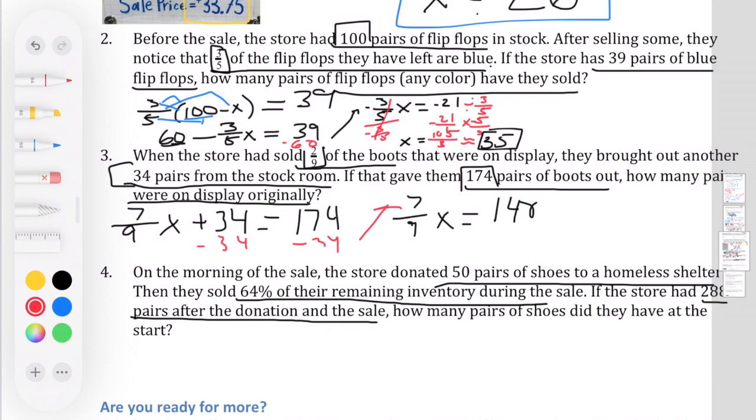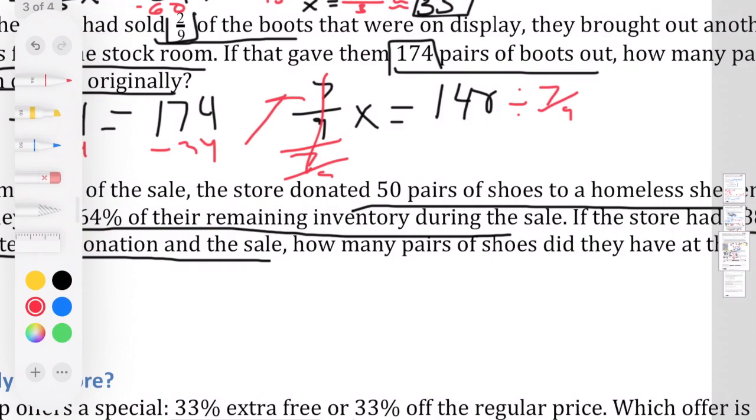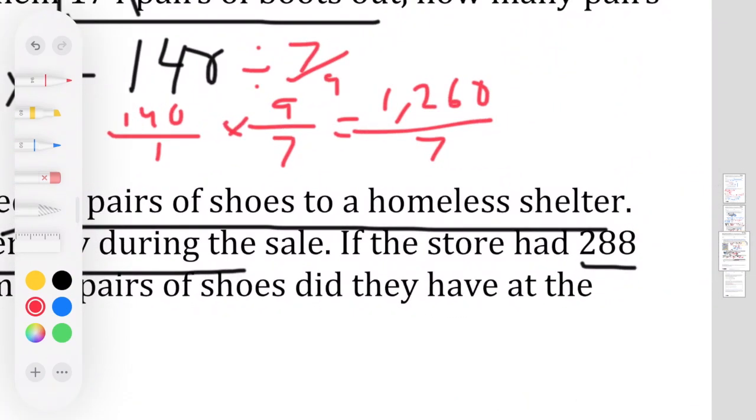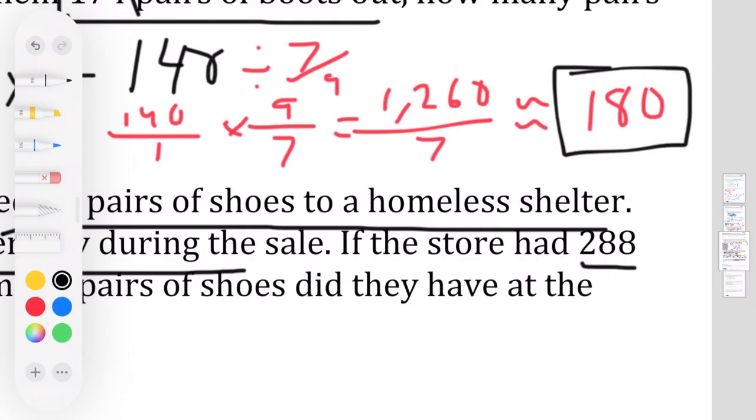And when I divide both sides by 7/9, I'm going to have to set it up with a keep, change, flip. So we're going to have 140 over 1 times 9 over 7. 140 times 9 is equal to 1,260. And then 7 times 1 is equal to 7. And 1,260 divided by 7 reduces down to 180. So our answer is 180 right there.